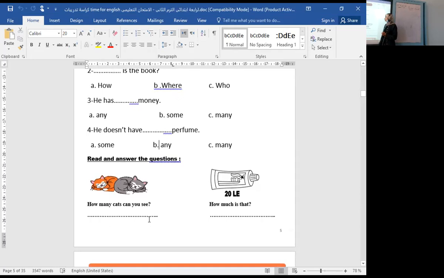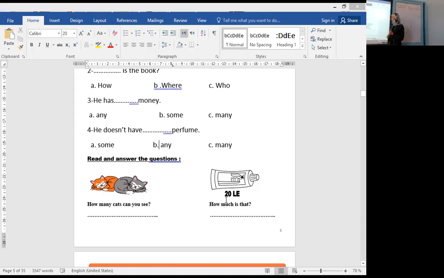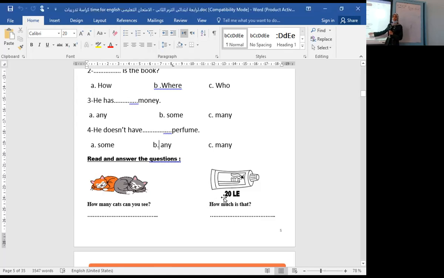Read and answer the questions. Look at this picture. How many cats can you see? How many cats? Great. There are 2 cats. So we can say there are 2 cats. And how much is that? We can say it's 20 pounds.